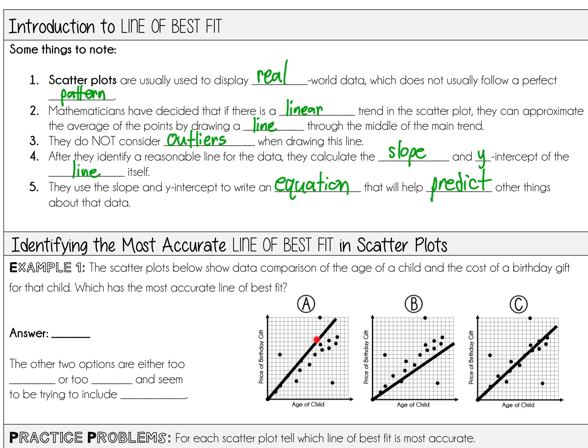If you look at A, it's a little bit above most of the dots. And if you look at B, it's a little bit below most of the dots. Line C has about the same number of dots above and below the line. It also follows the same general trend as the dots, and the distances are about the same, so answer C is the best choice. The other two options are either too high or too low and seem to be trying to include the outliers. Notice how A is including these two outliers and B is including this one.